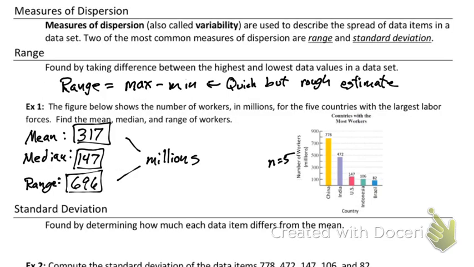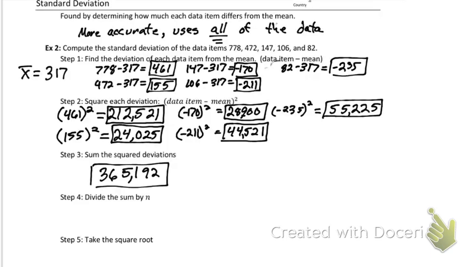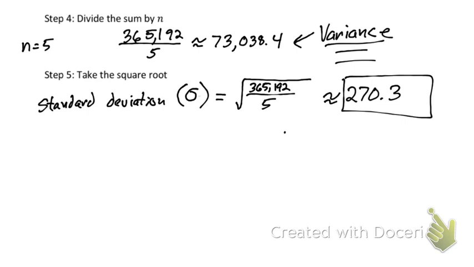It goes from 778 to 82, 106, 147, 472. So the bigger this number is, the more deviation it has, and the less consistent your data is.